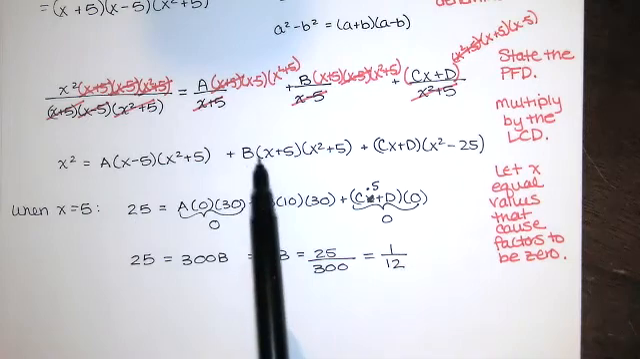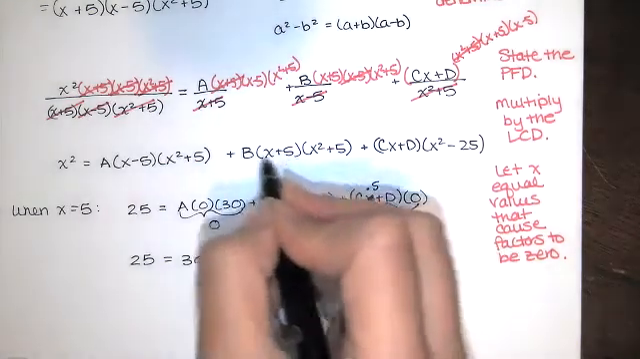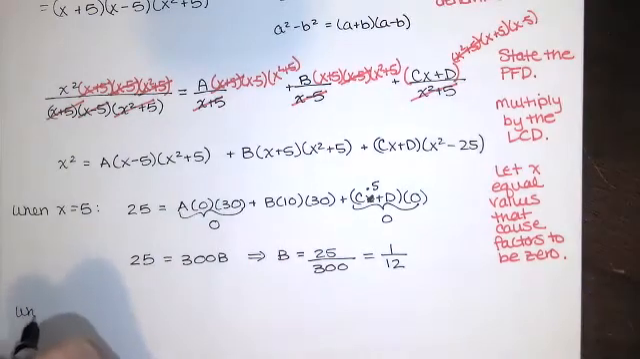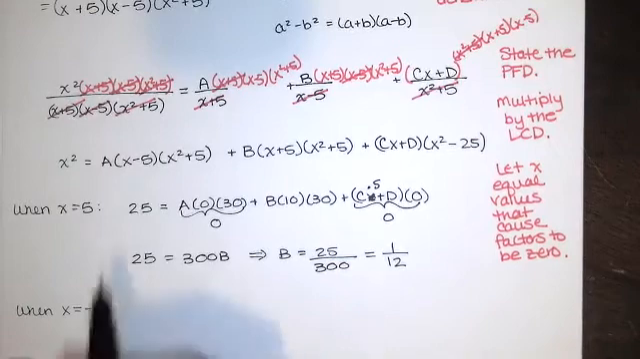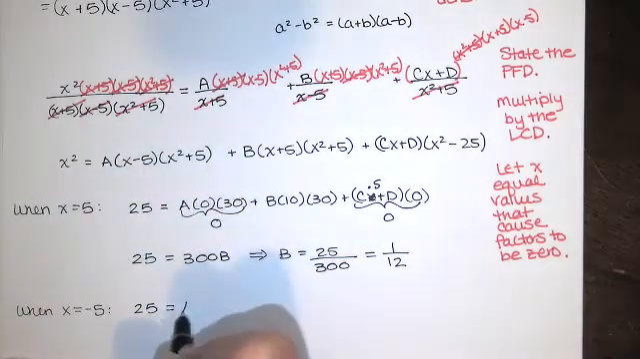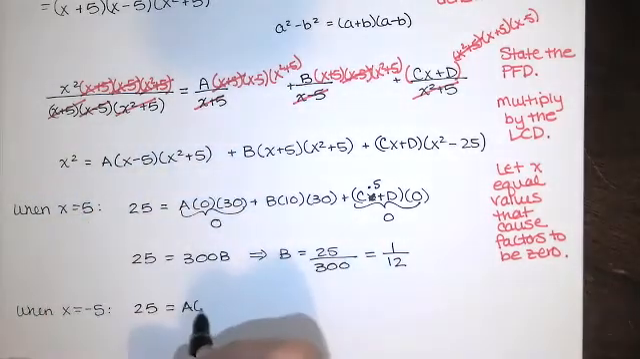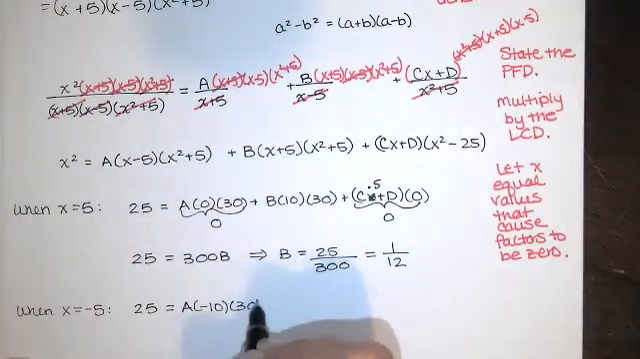And similarly, instead of setting x minus 5 equal to 0 this time, we'd like to set x plus 5 equal to 0. So x plus 5 is 0 when x equals negative 5. So we substitute that in. We'll have negative 5 squared. Negative 5 times negative 5 is positive 25. And then we have a. Negative 5 minus 5 is negative 10. Then we've got 25 plus 5, which is 30.